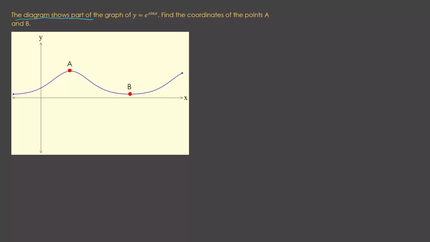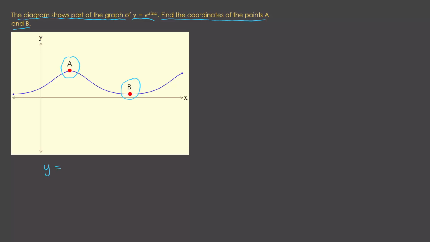The diagram shows part of the graph of y equals e to the sine x. Find the coordinates of the points A and B, and we can see that A is the first turning point for positive values of x, and B is the second turning point, A being a max and B being a min.